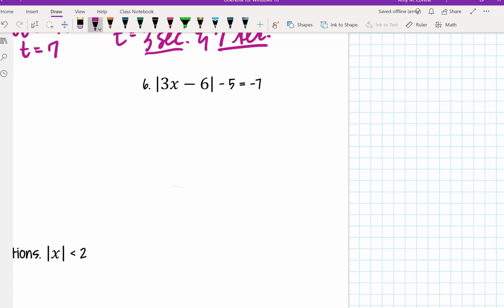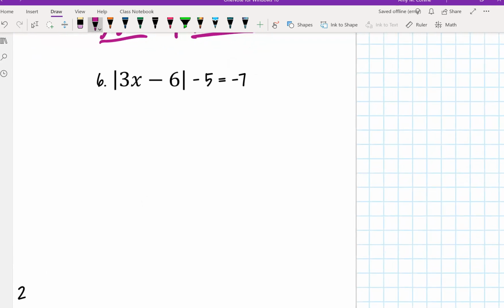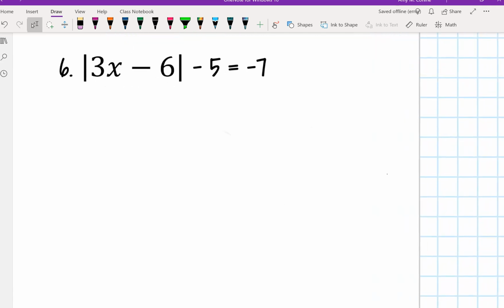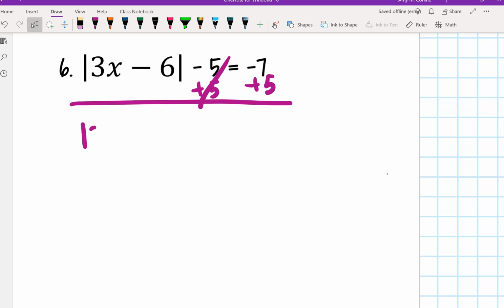So for number 6, we have our absolute value, and we need to solve for x like normal. Just like normal, we're going to add 5 over, because the group isn't on its own. So we have the absolute value of 3x minus 6 equals negative 2. At this point you're probably saying, well, I'm going to go ahead and split because that's what I need to do. Well, technically at this point we are done.